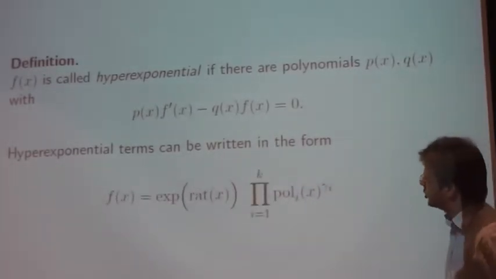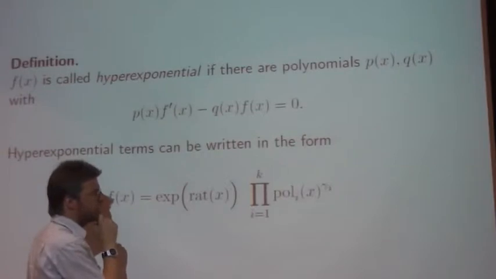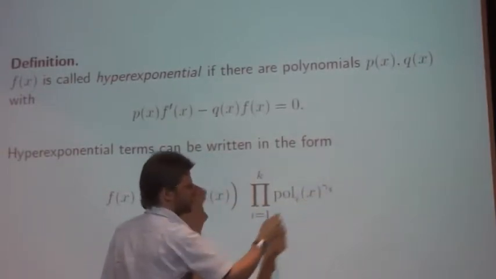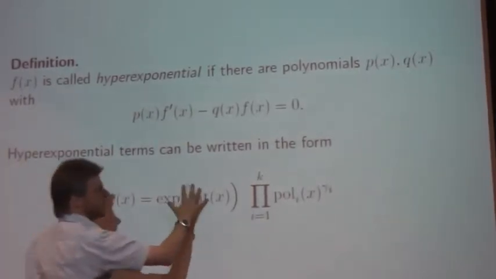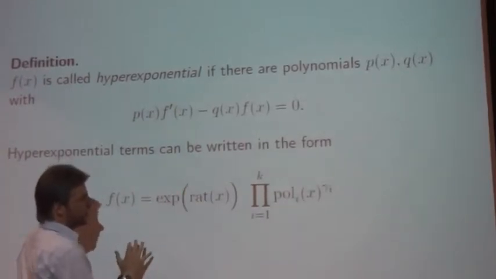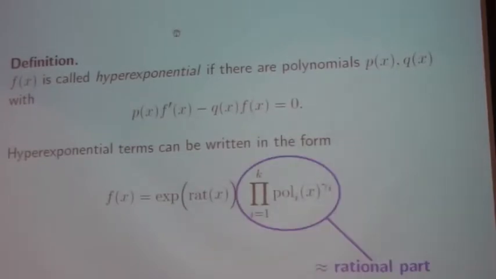So this is what you should imagine when somebody says hyperexponential function. It's an exponential of a rational function times a product of several polynomials raised to some constants. So you see it splits into two parts: this part and this part. I will call this part the exponential part and this part the rational part, more or less.